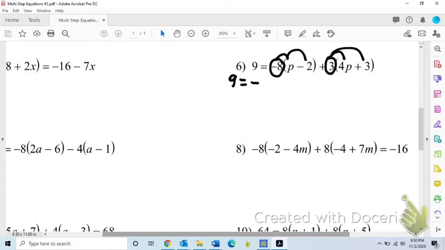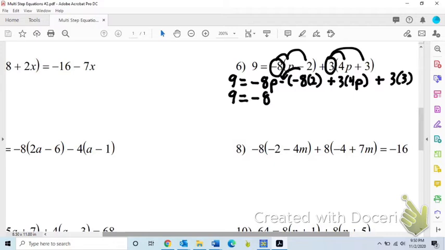So 9 equals -8 times p. And we bring that negative down. And again, that negative right there, this one, is not from the -8. It's from the p minus 2. When we distribute, we bring the negative 8 there, times 2, plus 3 times 4p, plus 3 times 3. We do our multiplication. 9 equals negative 8p minus, and then inside the parentheses is negative 16, plus 3 times 4p is 12p, plus 3 times 3 is 9.